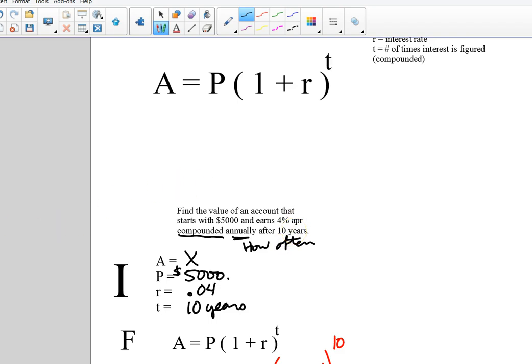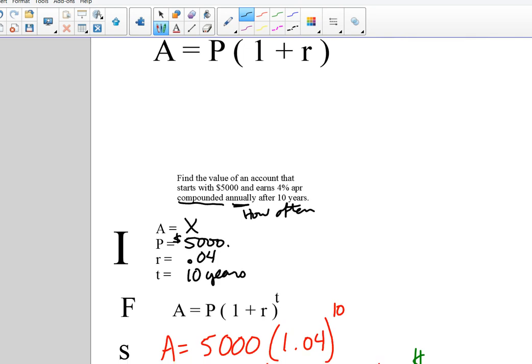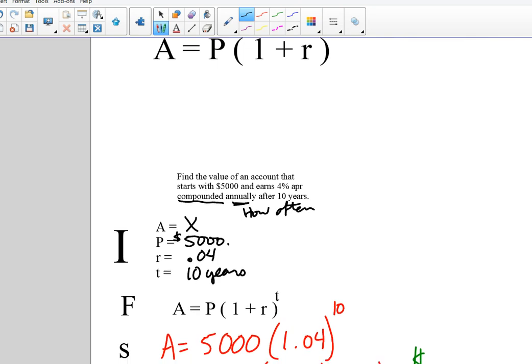Okay, so if I substitute in the formula, 1 plus R, the 1 really has to do with the fact that P is outside of here, it could be the principal, right? 5,000. So 1 plus R is 1.04, and then T is 10. So I've substituted in this.